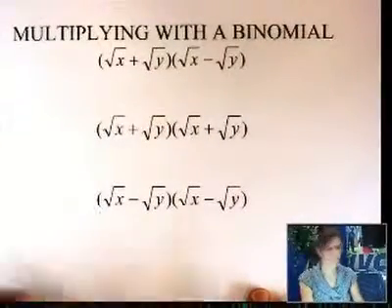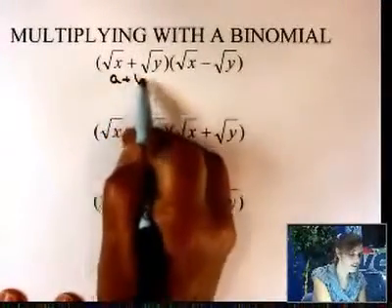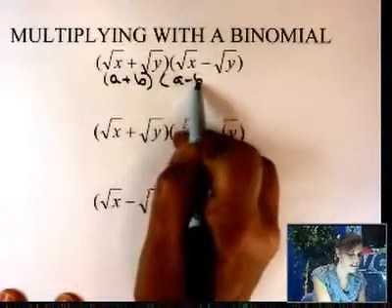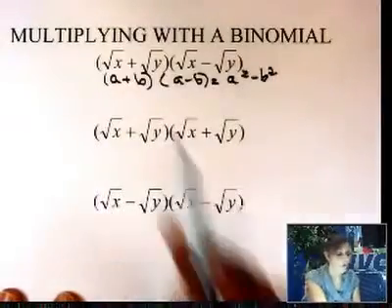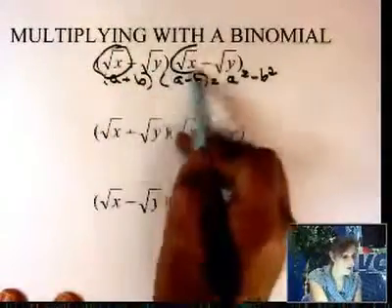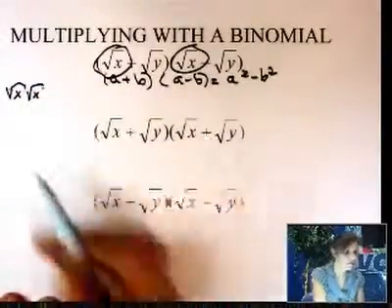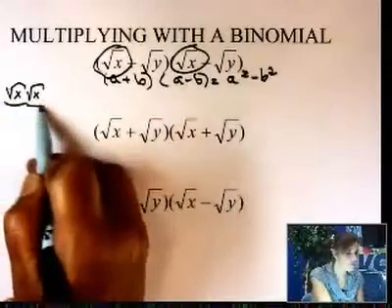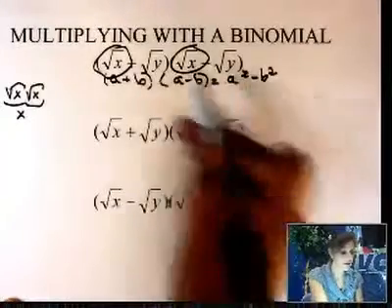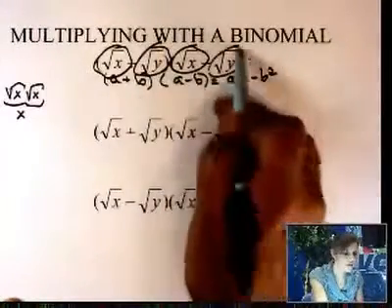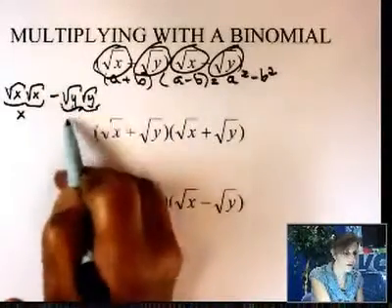Okay, multiplying with a binomial. Remember the rules. (a plus b)(a minus b). What was that? First one squared minus last one squared. All right, what is the square of these two? If you want, we can write it one time. Rad x times rad x, first one squared, that will give you itself. Now the second one: minus rad y times rad y, that will give you y.